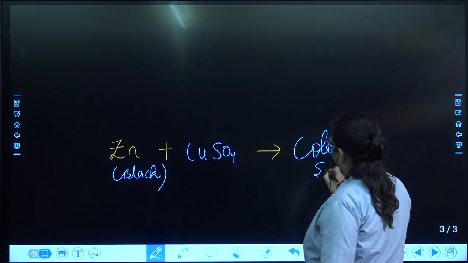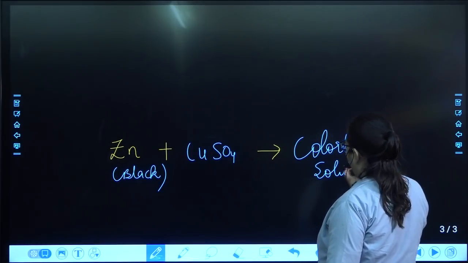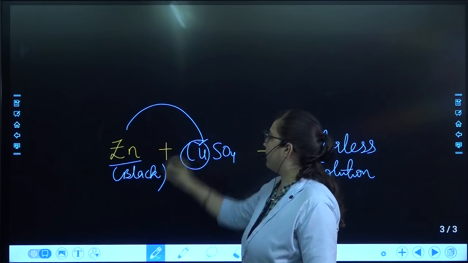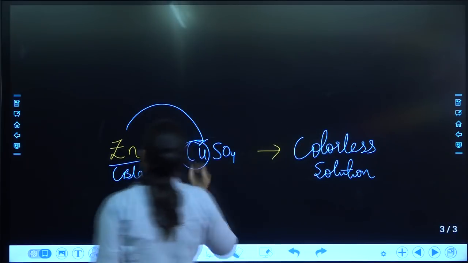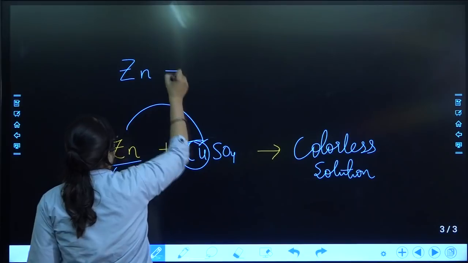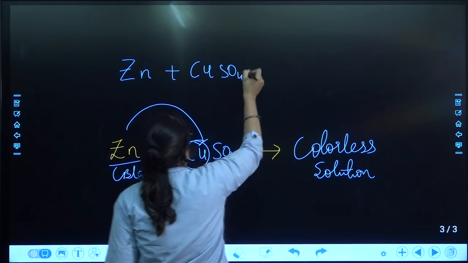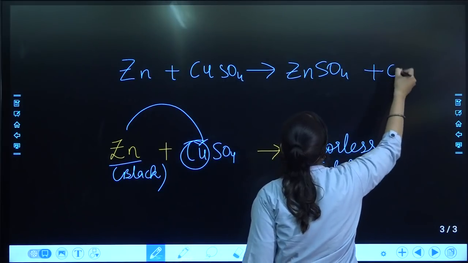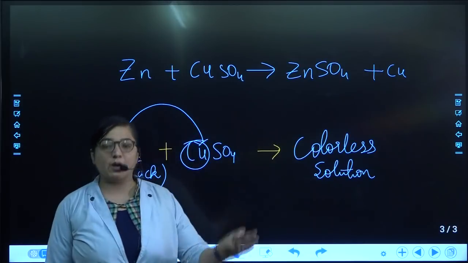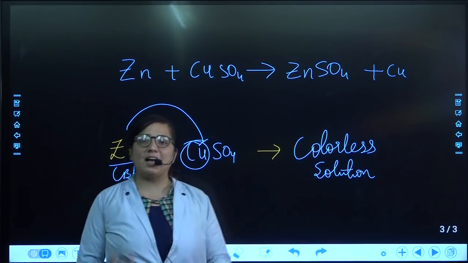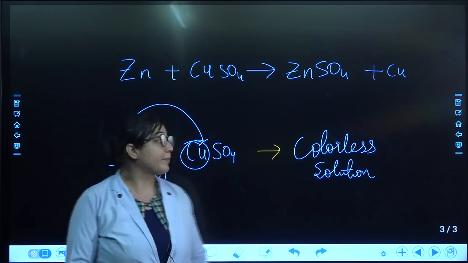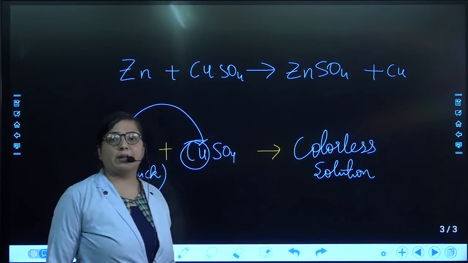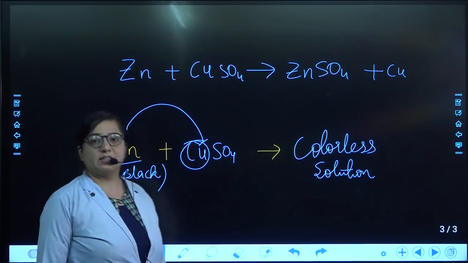Why a colorless solution? Because more reactive zinc will displace less reactive copper from its solution. So output will be this way: Zn plus CuSO4 gives ZnSO4 plus Cu, that you have already done in chapter number 4, metals and non-metals, class 8 basic chemistry. More reactive metal, that is zinc, will displace the less reactive metal copper from its solution.